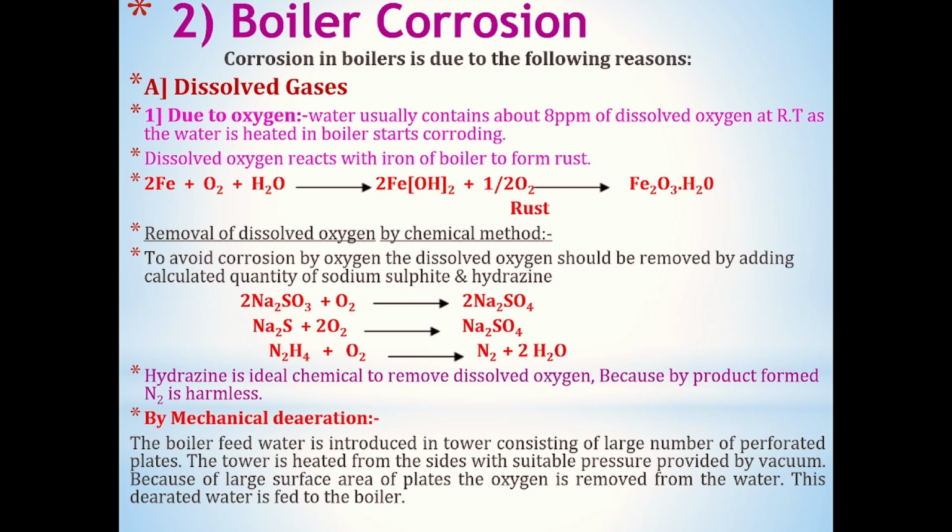Water usually contains about 8 ppm of dissolved oxygen at room temperature. As the water is heated in the boiler, it starts corroding. Dissolved oxygen reacts with the iron of the boiler to form rust.